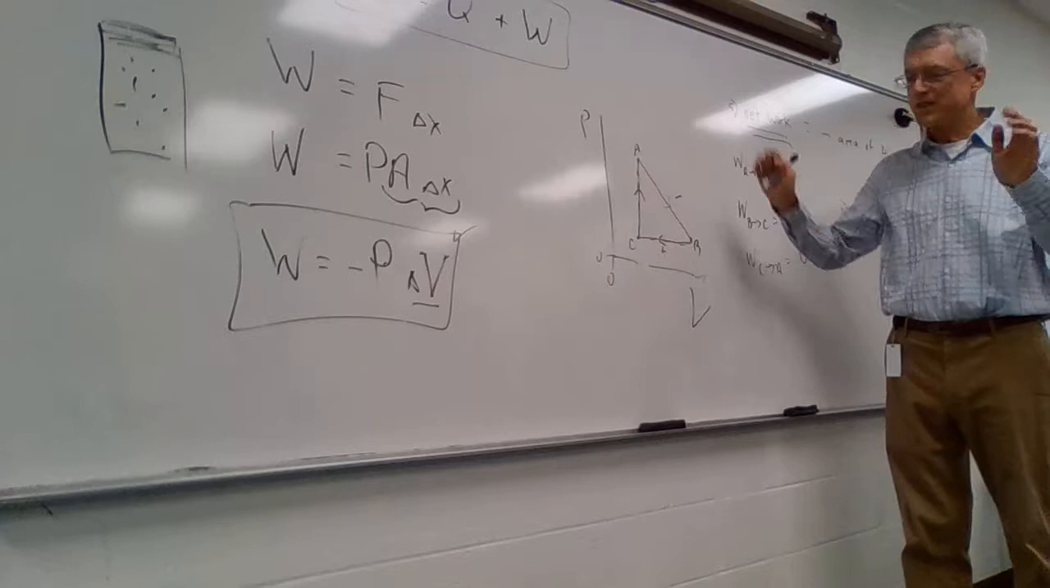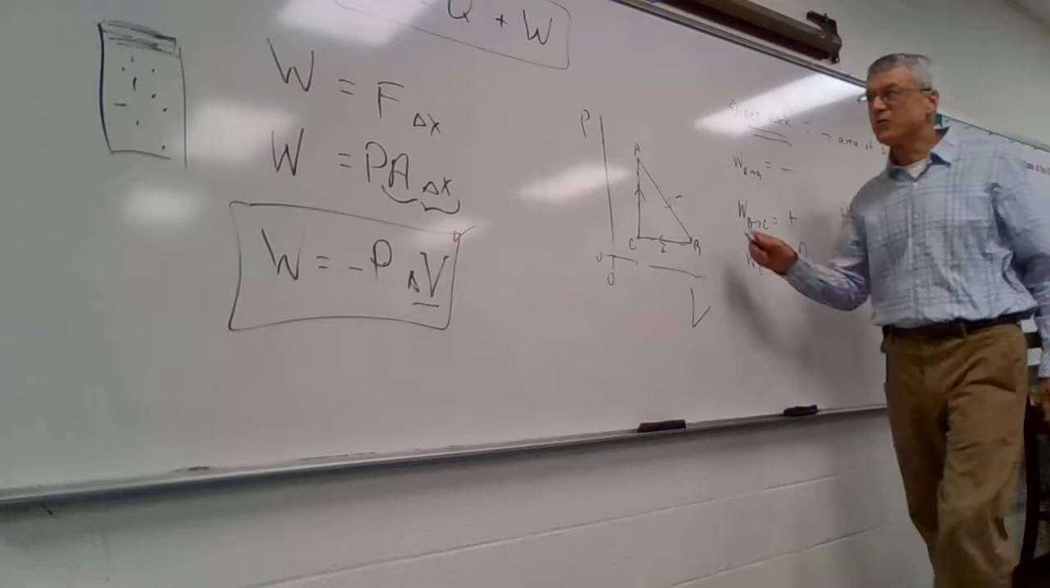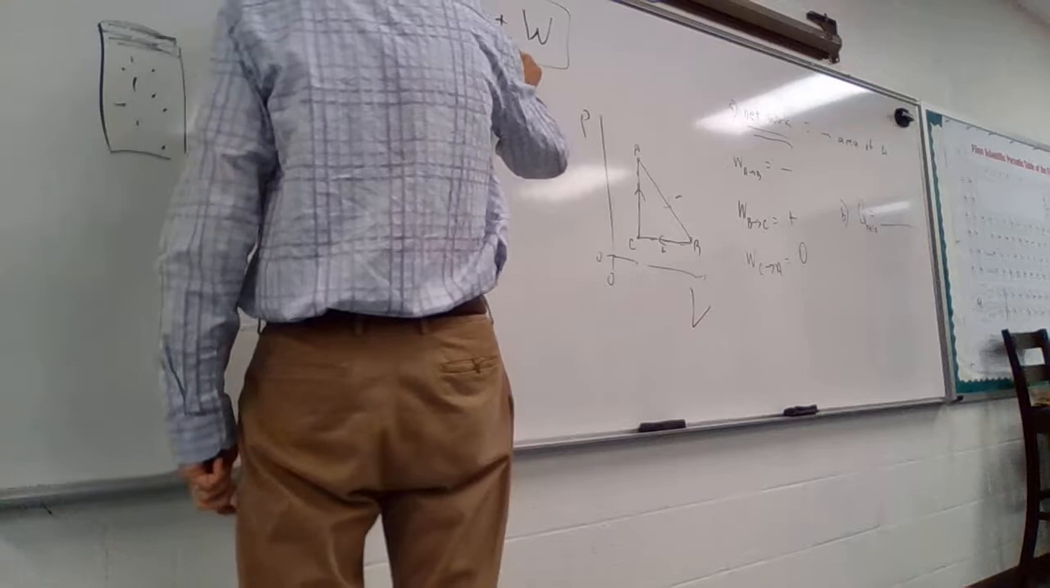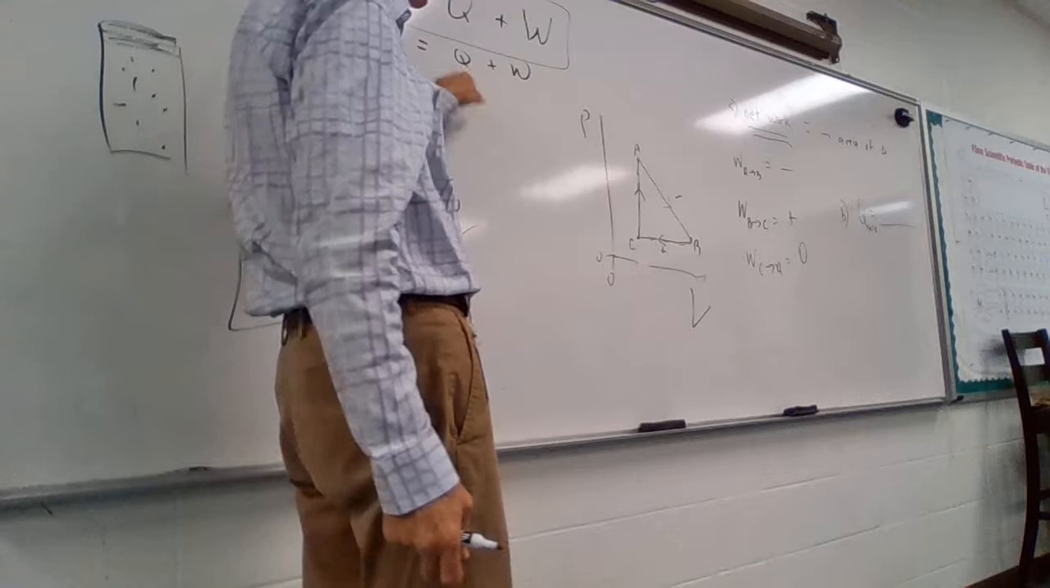We can do that. The area of the triangle? But positive. Why is that, Jack? Exactly. For the whole cycle, you have learned that delta U is zero. And so if you get work by the area of the triangle, but it's negative, Q has to be that same number, but positive, doesn't it? Because they've got to add up to zero. So whatever that was, negative, is going to be this positive.